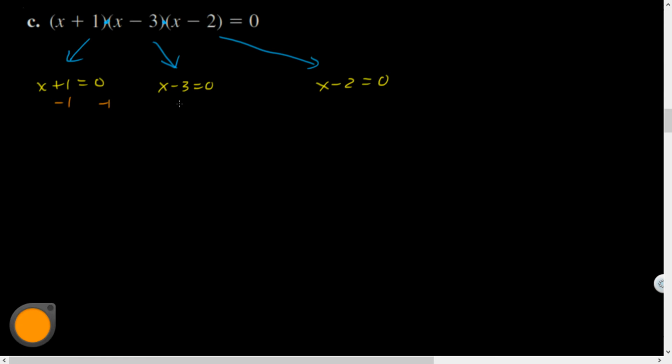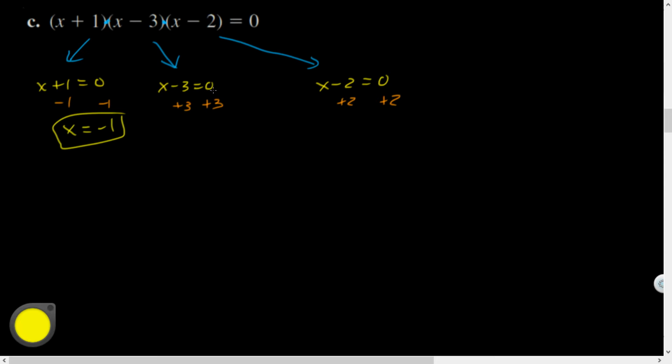Here I would have subtracted 1. X equals negative 1. Just negative 1. Why do I have a half? No, there's no number in front of the x. We only divided when there was a 2 in front of the x.